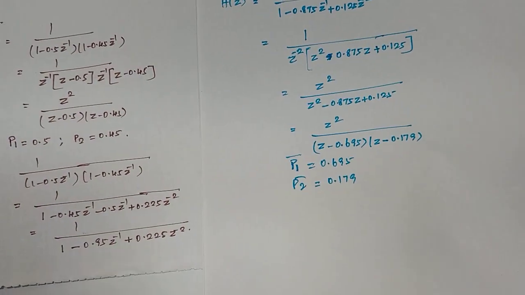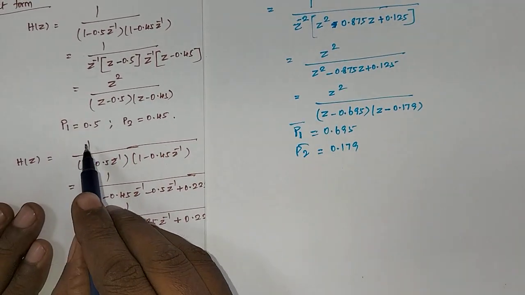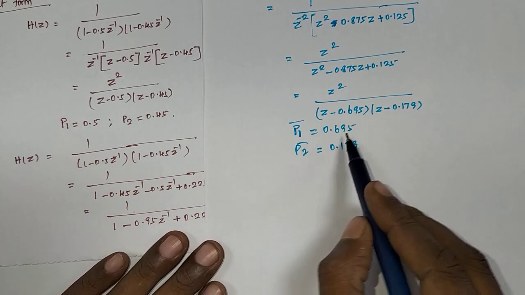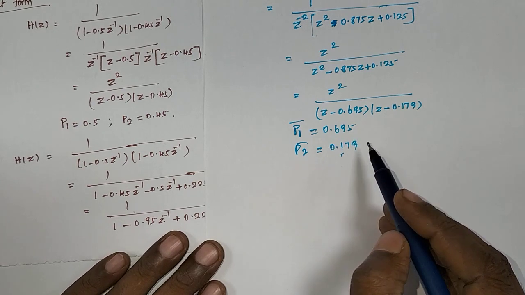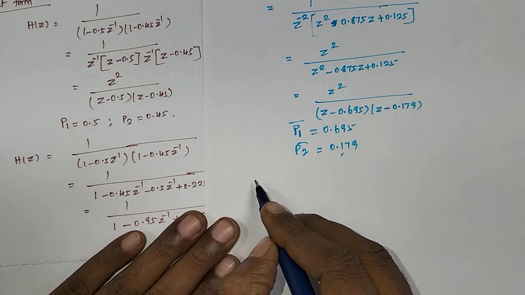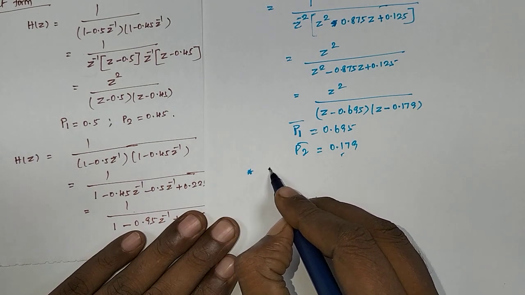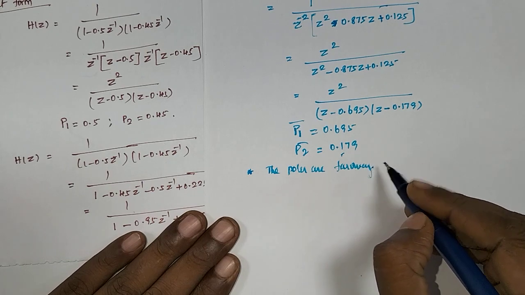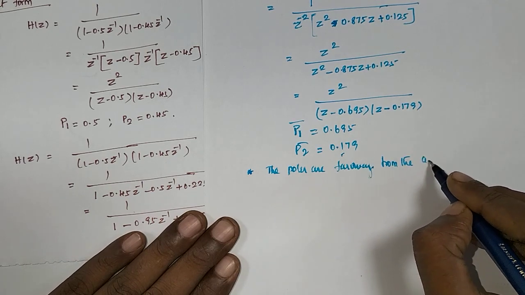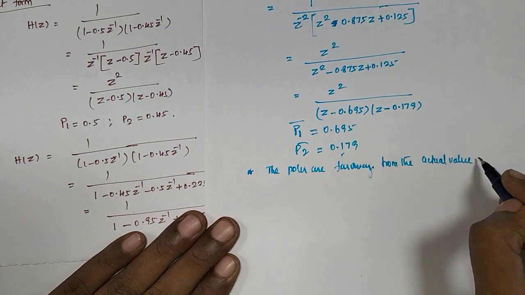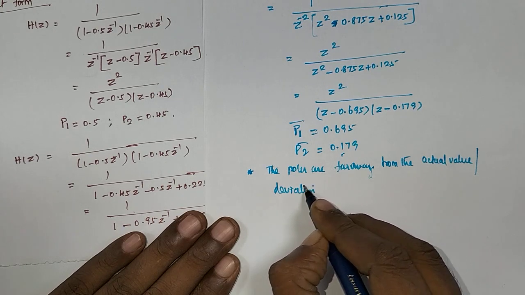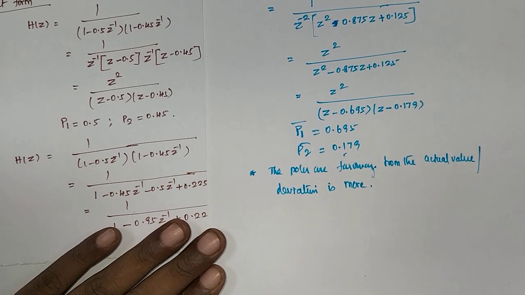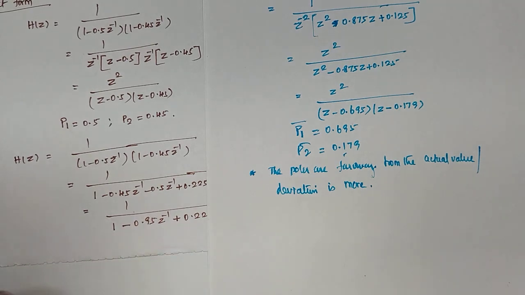While I am comparing with the actual poles, the actual pole P1 is equal to 0.5 and P2 is equal to 0.45, whereas after quantization process it is 0.695 and 0.179. So by comparing with the actual poles, after quantization the poles are far away from the actual value, or the deviation is more. So this is about the analysis of a filter, that is the pole location, if the IIR filter is realized in direct form.